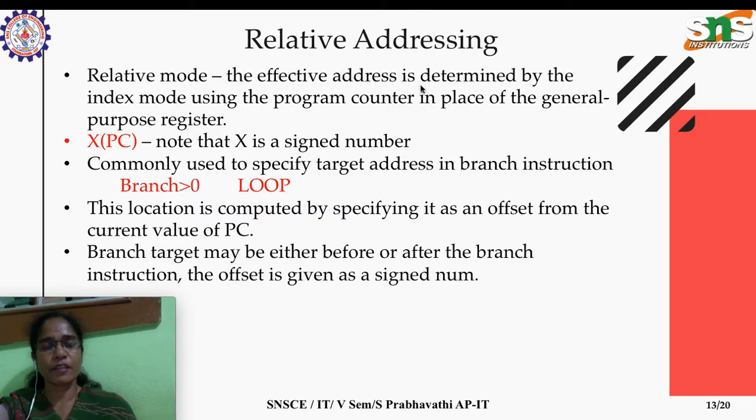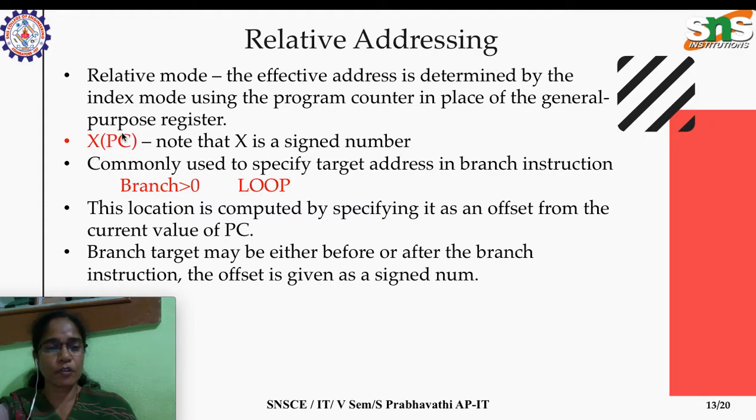Relative addressing mode is mainly used for branching. The effective address is similar to the index addressing mode. In index addressing mode, the address is given by adding a constant value to the register content. Here, instead of a general purpose register, the program counter is used. So in indexing mode we have X(Ri), and in relative addressing mode we have X(PC).